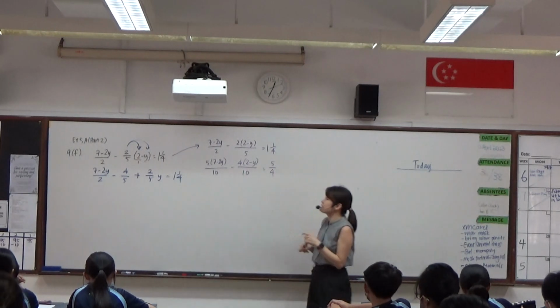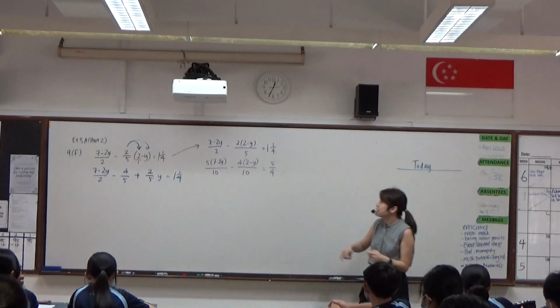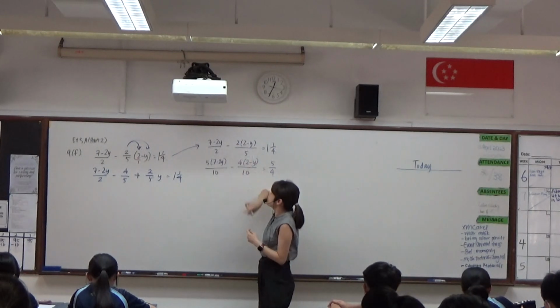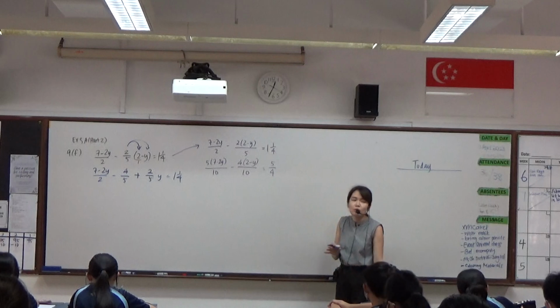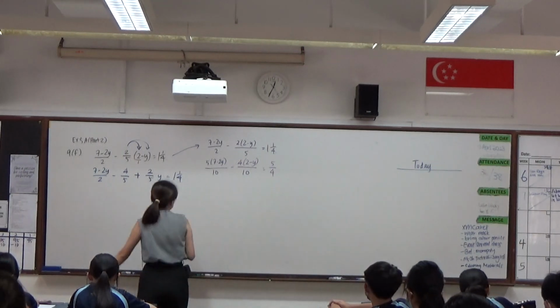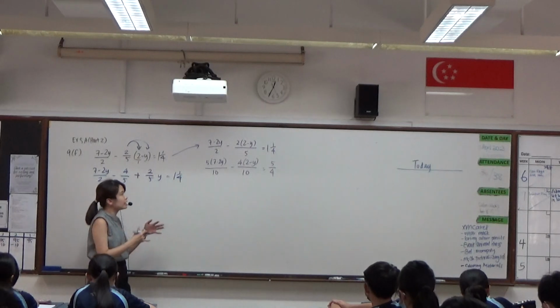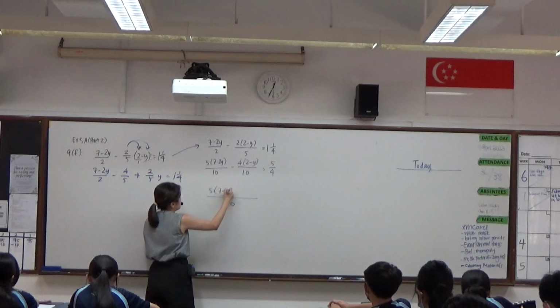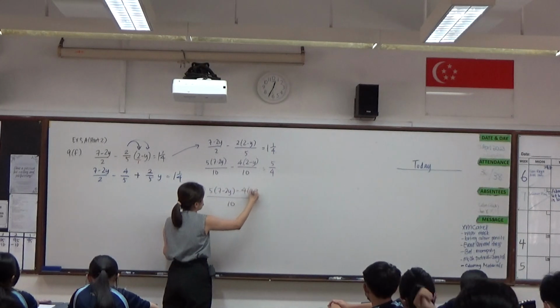Okay, and we get 4 times 2 minus y. Times 2 is only just for the number, no need to times inside. I rewrote my 1 and 1 over 4 into 5 over 4. Then now we can combine into a single fraction over 10. We will get this.